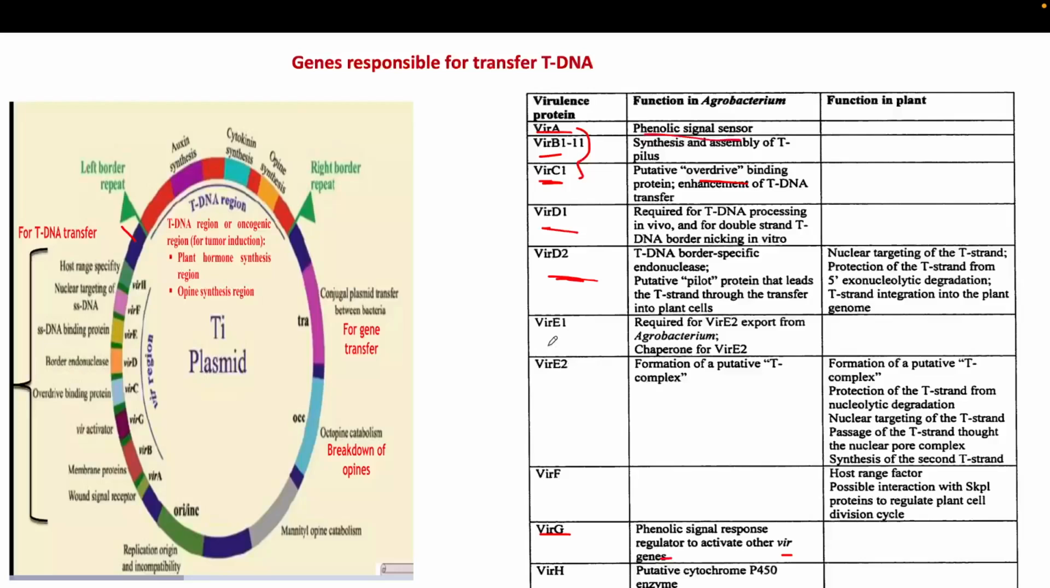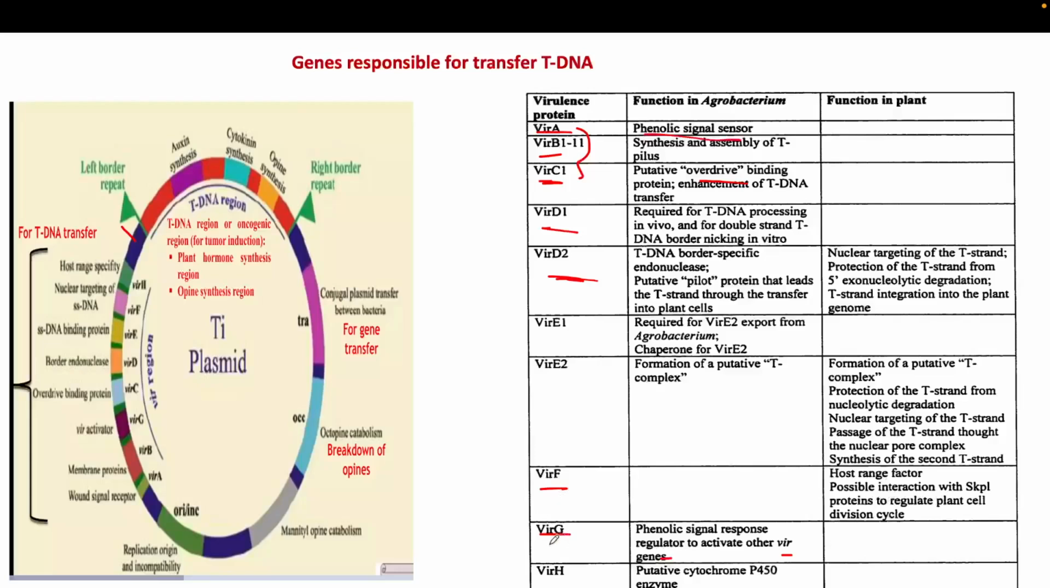vir E acts as a single-strand binding protein, and it also has the signal peptide to transfer from Agrobacterium tumefaciens to the plant cell nucleus. So this is also two in number. Then you have vir F, which has no function in the Agrobacterium, but in the plant cell it decides what type of plant it transfers to, and it interacts with SKP1, which regulates the cell division of the plant cell.